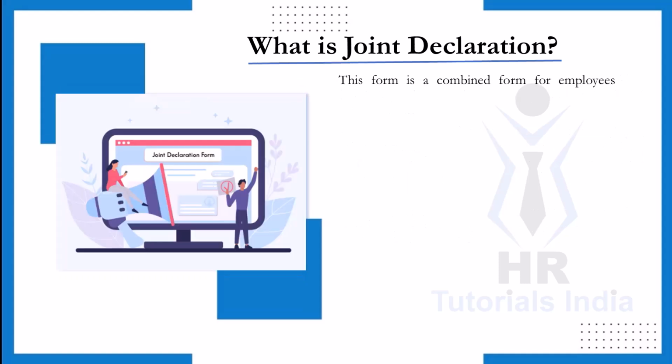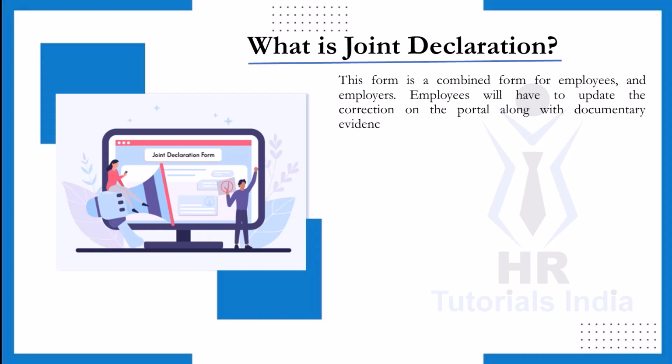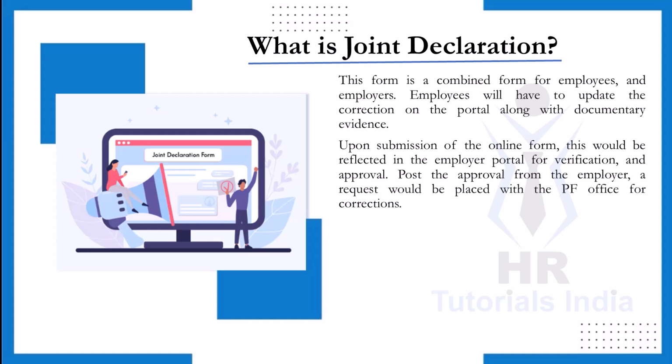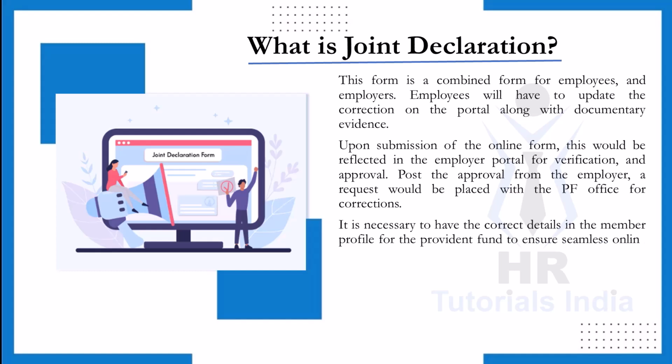This form is a combination form for employees and employers. Employees will have to update the corrections on the portal along with the document evidence. Upon submission of the online form, this would be reflected in the employer portal for verification and approval. Post the approval from the employer, a request would be placed with the PF office for corrections. It is necessary to have the correct details in the member profile for the Provident Fund to ensure seamless online processing of partial withdrawal, transfer out and settlements.